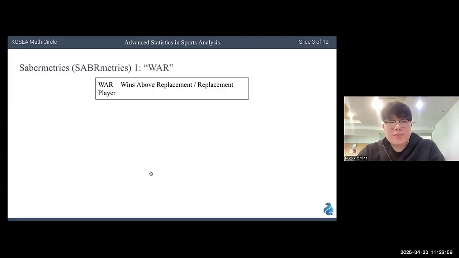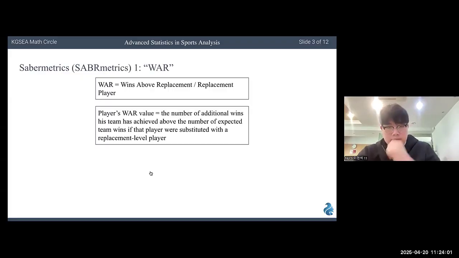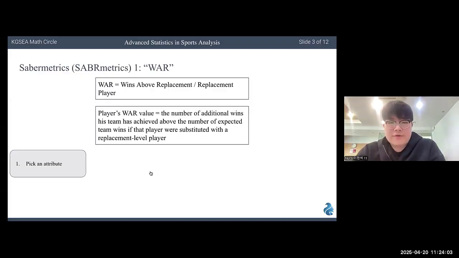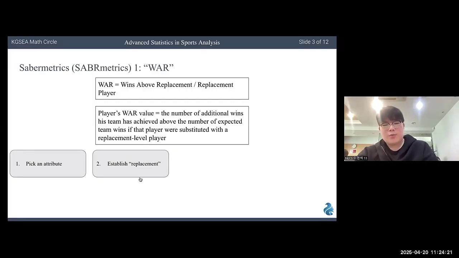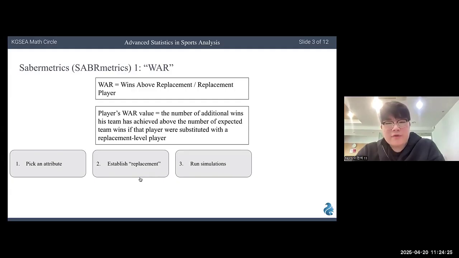So I'll try to put it in general steps. Firstly, you'll pick an attribute for a player. In this case, I'll say you choose batting, and you establish what a replacement player is. Replacement, in theory, would be the average batting line of a freely obtainable AAA guy in baseball. So with the replacement guy, you fill an entire baseball team up with those replacement level players, and you run simulations for how many runs a team full of replacement guys would score in a year.